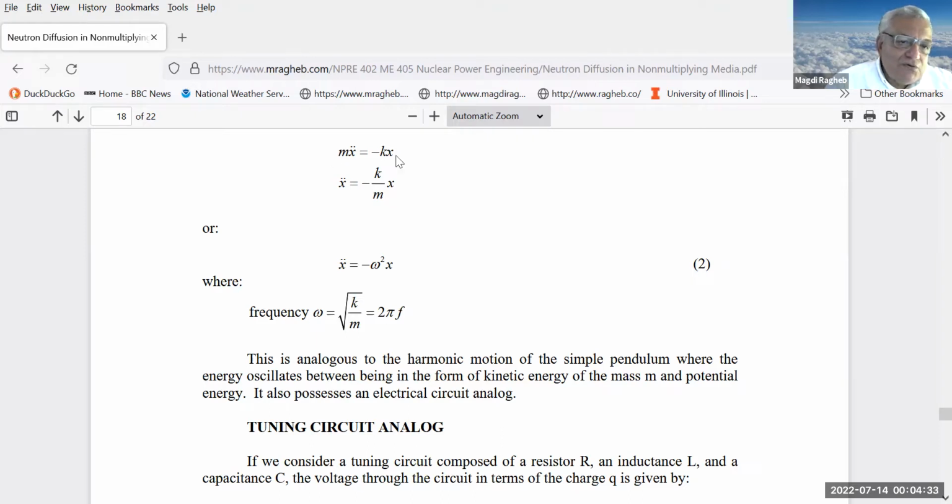You can write that equation also for the simple pendulum, where the kinetic energy at the bottom of the track of the pendulum going back and forth is replaced by the potential energy that it acquires at the top of its travel. That differential equation comes in from a mechanical analog, as you could see here.